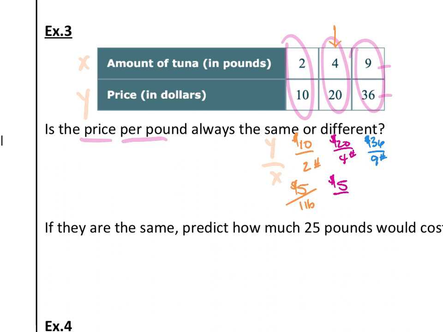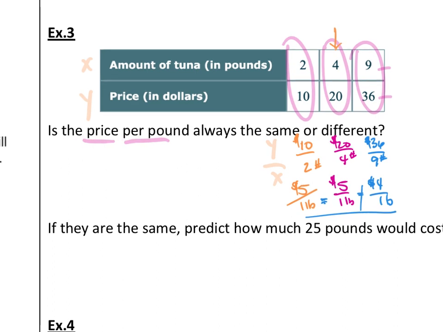That's looking pretty good, right? It's looking like it could be proportional. And then if we look at this one, we take 36 divided by 9, that's going to be $4 per pound, right? So this is not a proportional relationship because these aren't all equal, right? Now, 2 of them are equal, but the last one, and sometimes that happens after you buy so many pounds, they start giving you a lower price, right? That happens in all kinds of things. Talk to your parents about it.